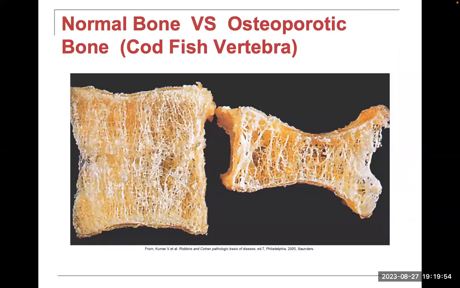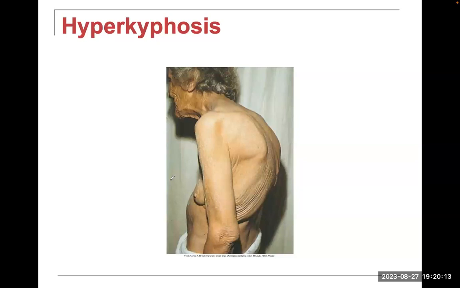Now, when bone is healthy, you could see this is a vertebrae, and you notice the collagen fibers, you have the matrix, it's nice, it's solid. But look at this one, it looks very compressed. That's osteoporosis, that's a codfish vertebrae. Now, sometimes what happens, let's take a look at this person here. You see how you have this arc here that's called a hyperkyphosis. Let's see how that takes place.